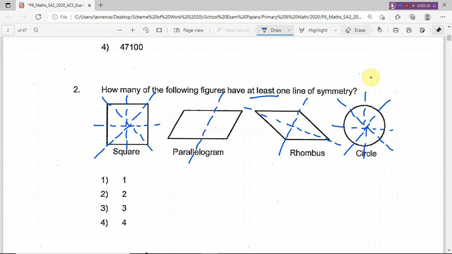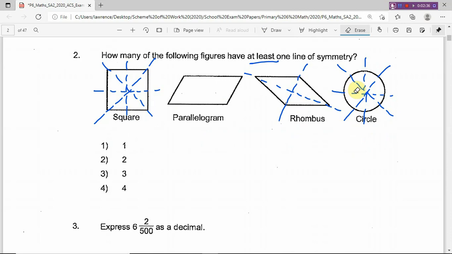So you cannot cut this way. So neither can you cut this way. So it doesn't give you two equal sides. If you fold it, what will happen? You will see something coming out on the other side. So what happened for parallelogram? There is no line of symmetry on the parallelogram. So how many figures have at least one line of symmetry? So your answer will be 3. Okay, so there are 3 figures that have at least one line of symmetry.